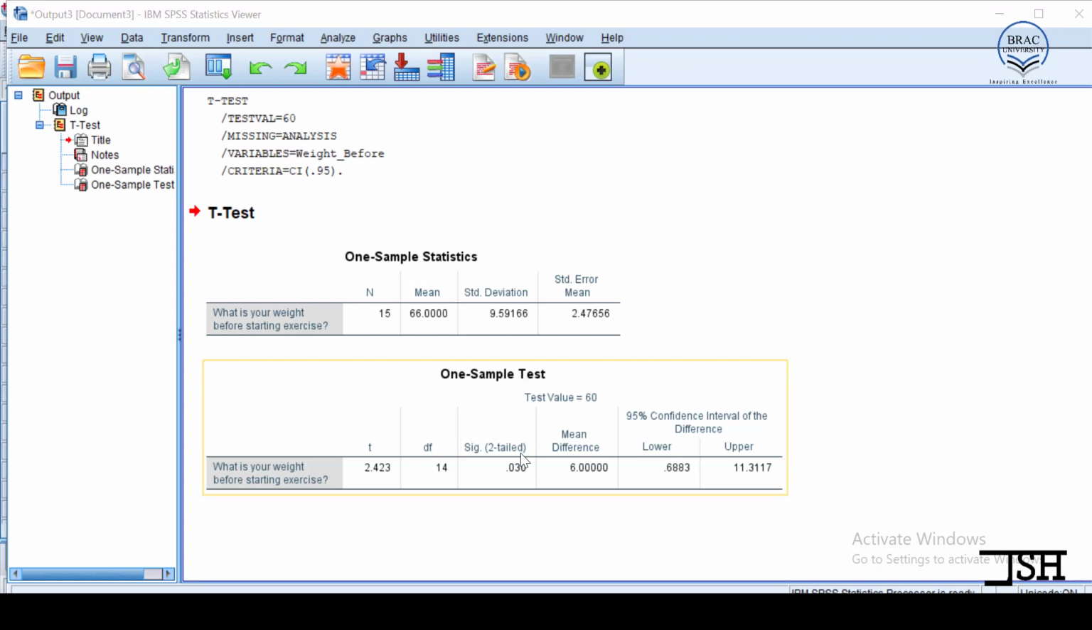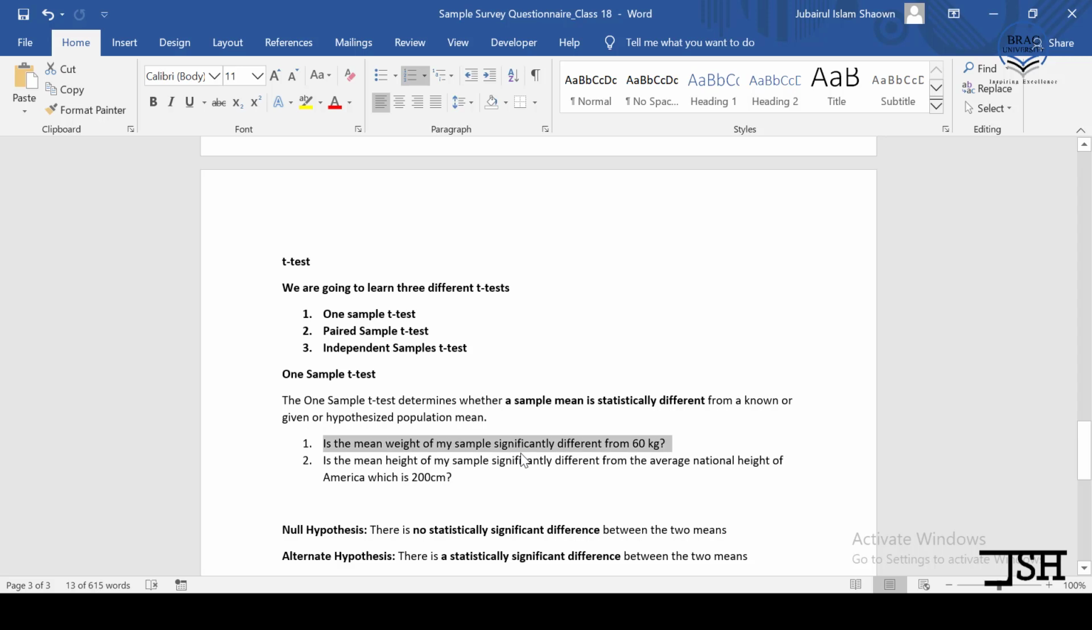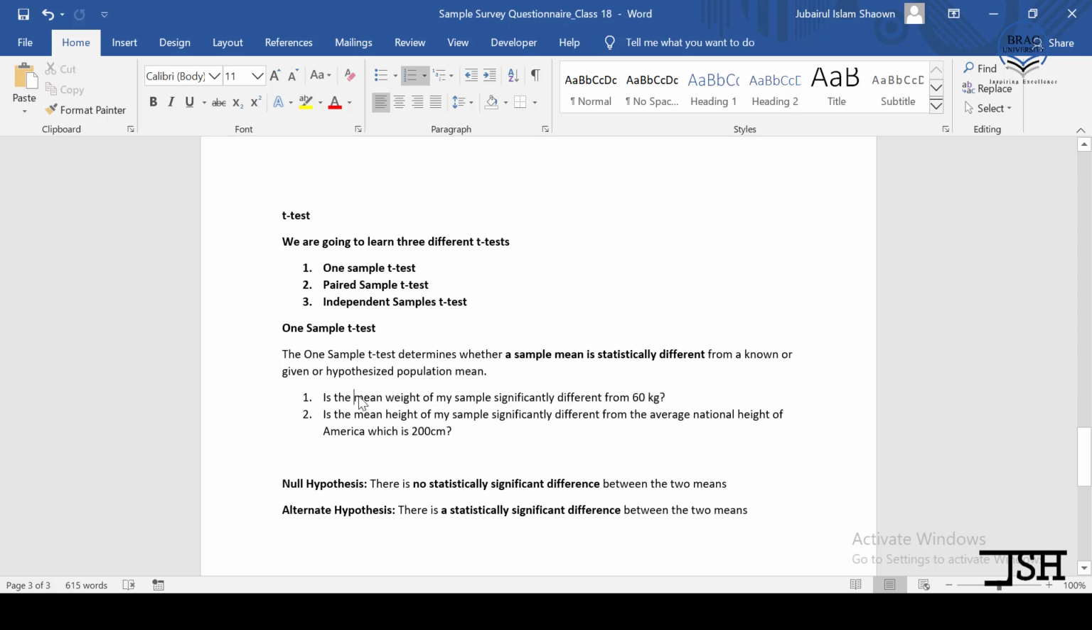So let's go back to the Word file. The question was, is the mean weight of my sample significantly different from 60 kg? The answer should be yes. Yes, the mean weight of my sample is significantly different from 60 kg. So we are done with the first question.